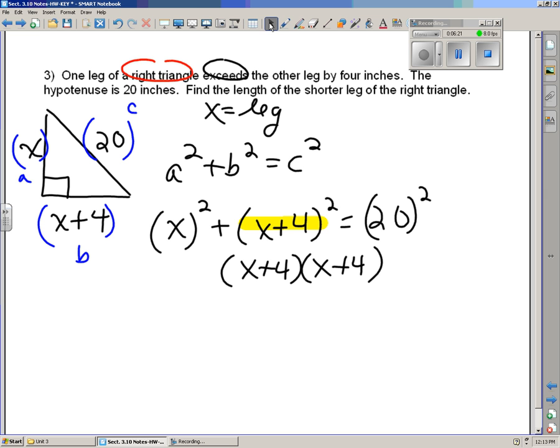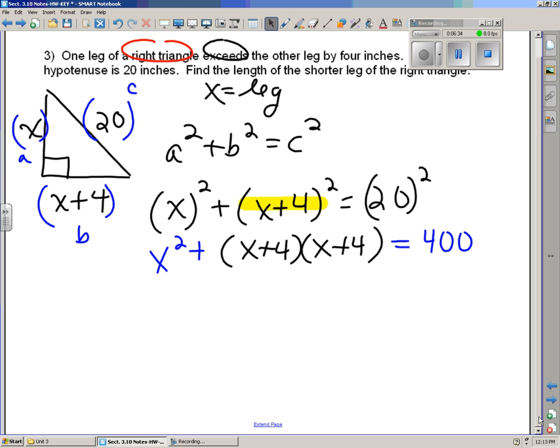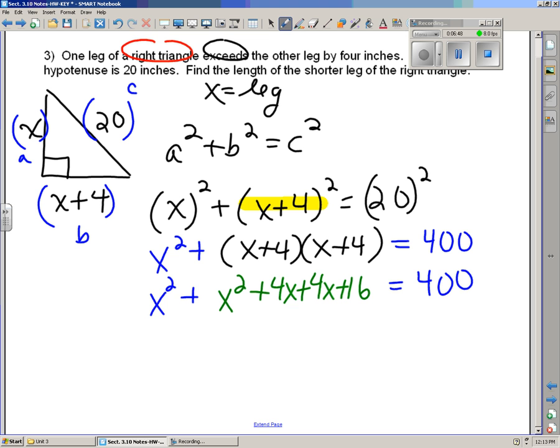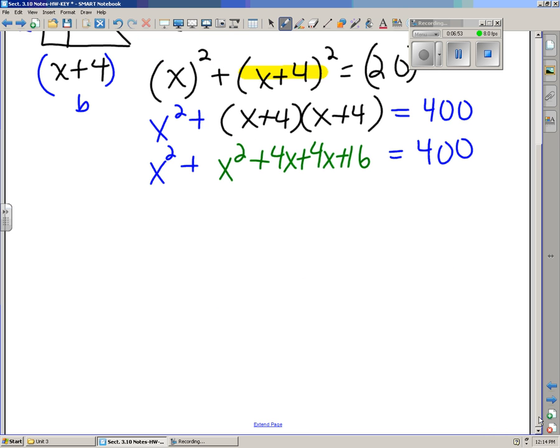So what's nice is x squared just becomes x squared. 20 squared becomes 400. But FOILing out (x + 4) squared is going to turn into this: x squared plus 4x plus 4x plus 16. So we need to be able to combine like terms here. That was the short leg. This was the hypotenuse. When we combine like terms, you should see that there are two x squareds.